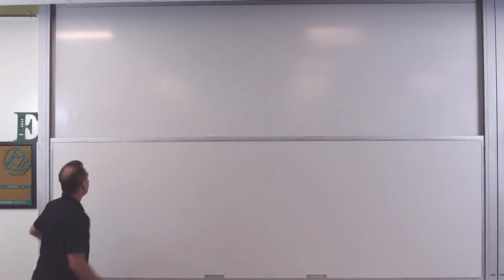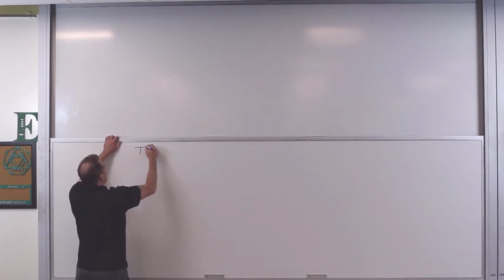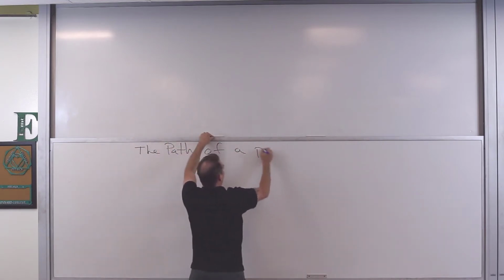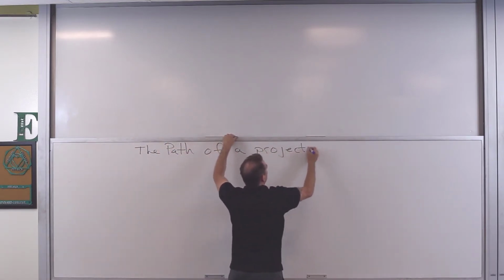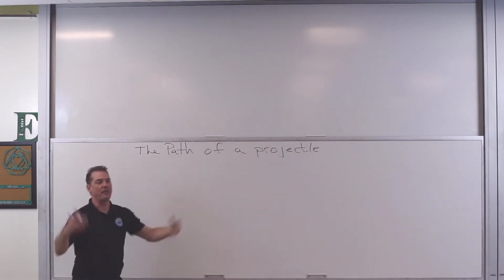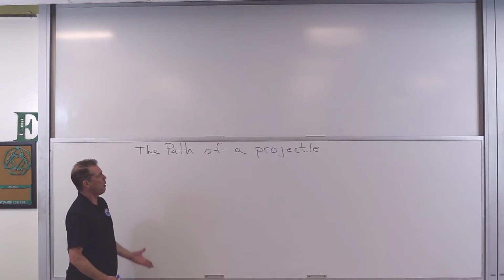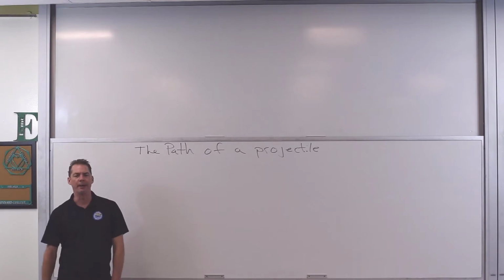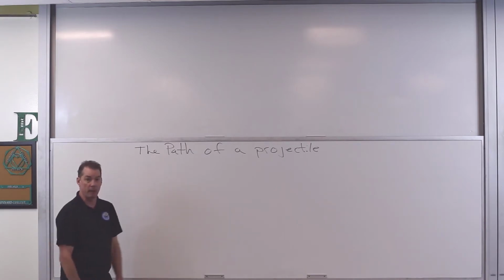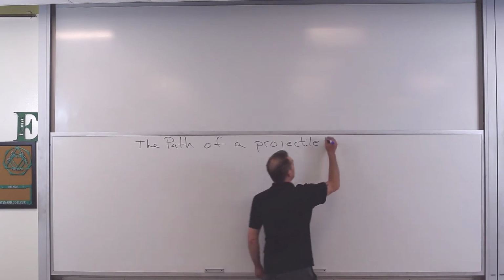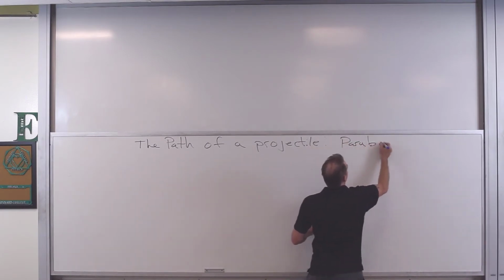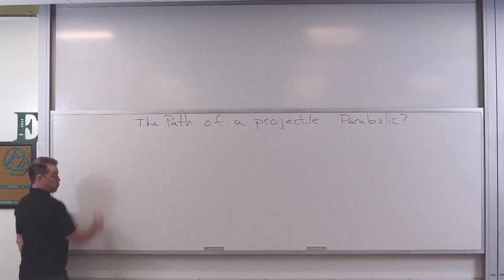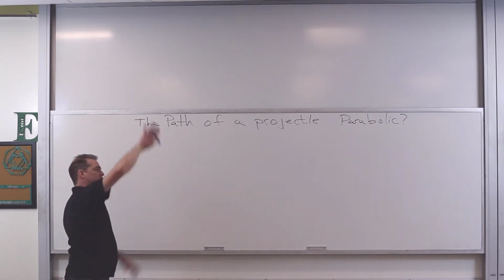Okay, so we want to look at the path of a projectile. Is there again some mathematical representation of it? And some of you probably know or have heard that, hey, it's parabolic, it traces out a parabola. Let's see if that's true. If it does, we should be able to show it, right? Is it parabolic? Well, we could draw it out, or we could throw something and say, oh yeah, it kind of looks like a parabola.